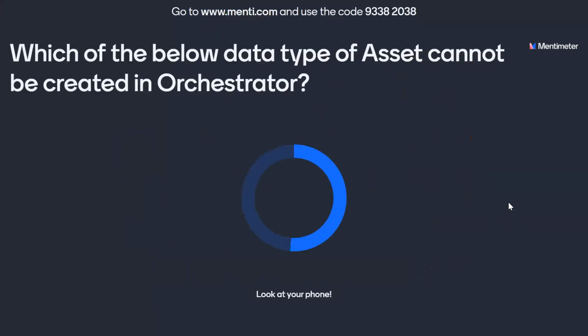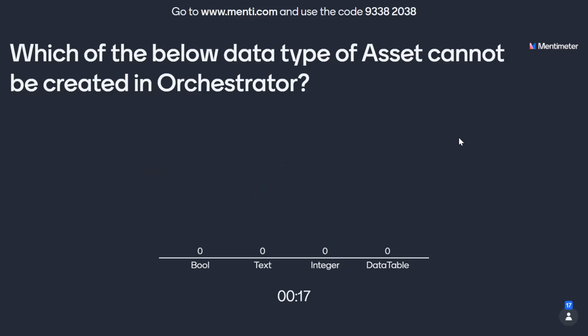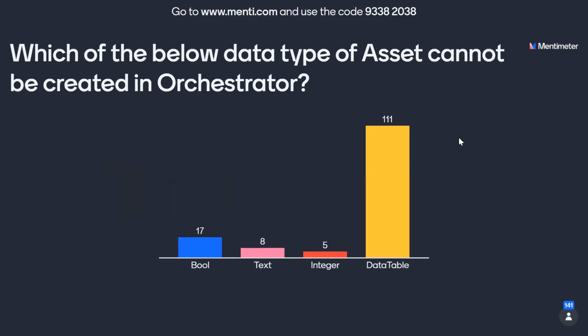Which of the below data type of asset cannot be created in Orchestrator? We have 4 options. I always say check your screen, not my screen, so it won't lag. So the answer is data table. Who gave the wrong answer? Please do check: the asset type that cannot be created in Orchestrator is data table.